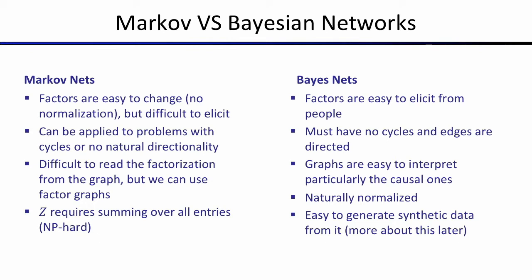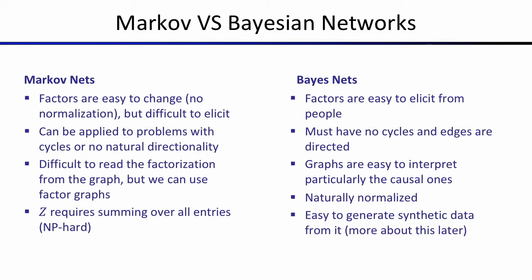For the Bayesian networks, we can say that the factors tend to be easier to elicit from people because many people are used to the concept of probabilities and can express these local probabilities in an easy way. And we have the limitation that we cannot have cycles in the Bayesian network, and also the edges have a direction. Sometimes we work with applications where the direction of the influence is not clear. So it would be better to use an undirected edge.